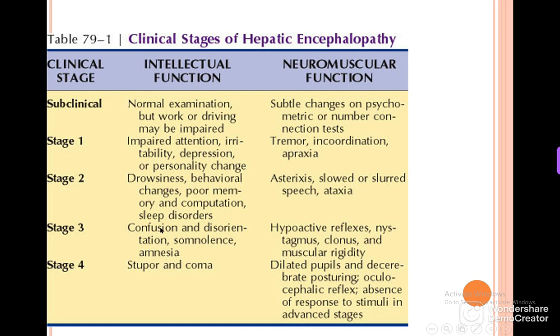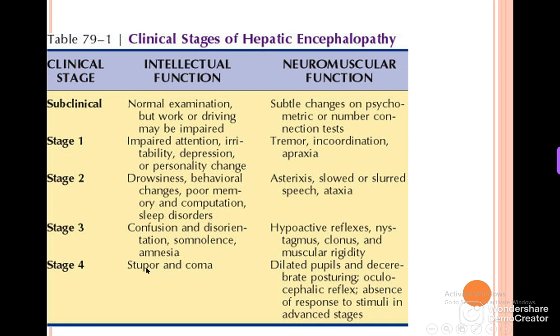Stage 3 is confusion and disorientation, somnolence, and amnesia, loss of memory. He cannot remember the recent or the past memory. Exactly, very, very confused. On examination, you find hypoactive reflexes. Sigmoid movement may be there. Clonus is possible. And muscular rigidity is possible, because the basal ganglia are involved.